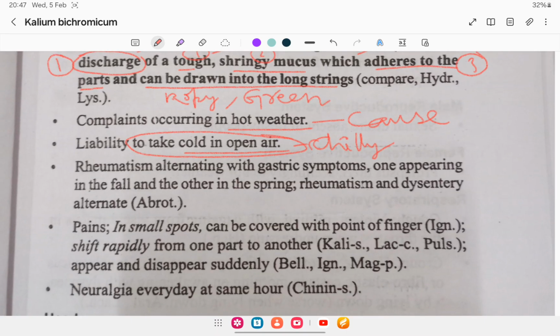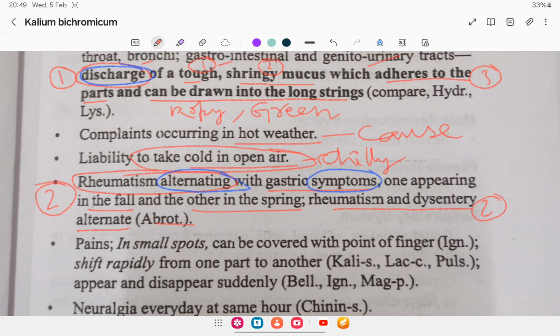Next come to rheumatism alternating with gastric symptoms, another physical characteristic. One appears in the fall and the other in the spring. If rheumatism is in the fall, then gastric troubles appear in spring. Rheumatism also alternates with dysentery, as seen in Abrotanum. These are the alternating symptoms.